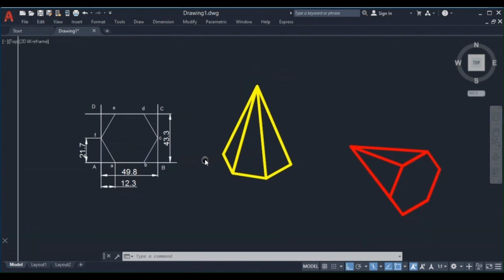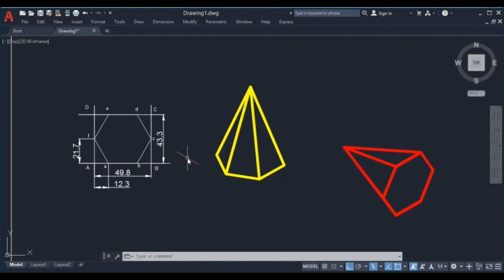Have you taken the screenshot? Yes, sir.